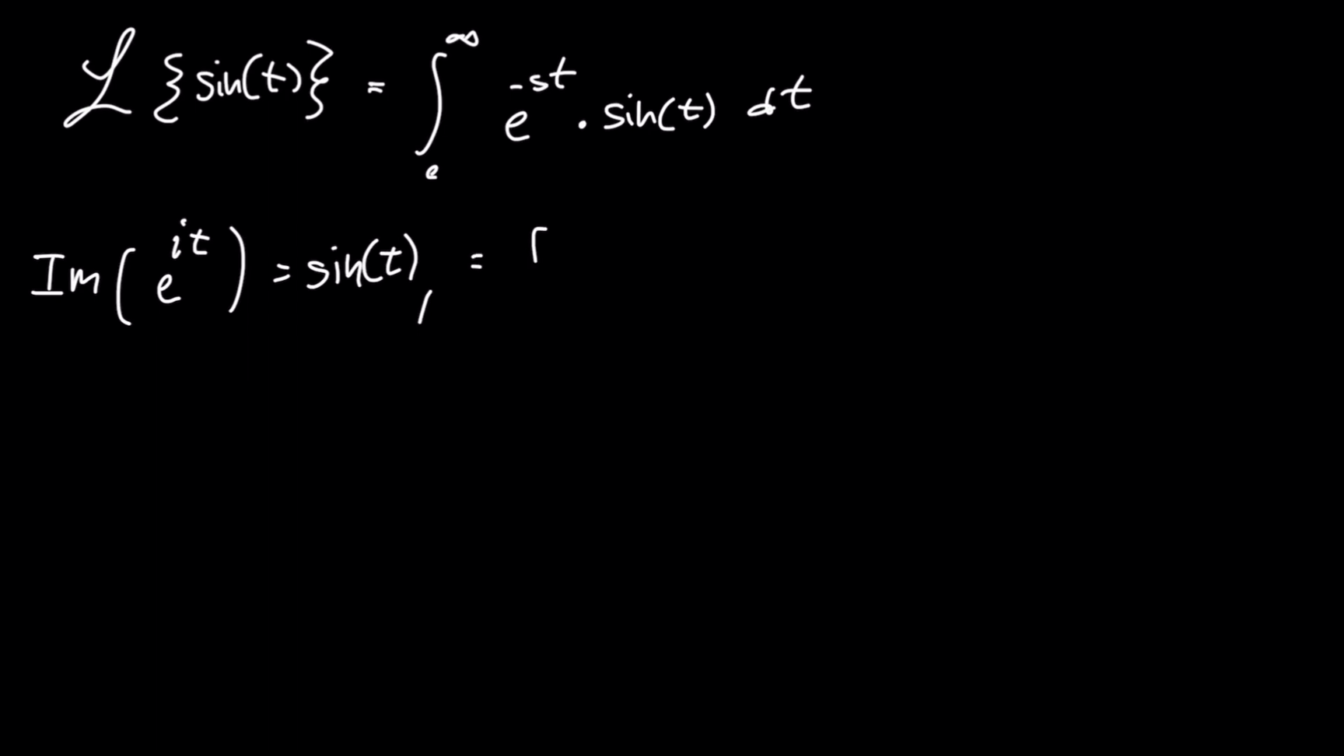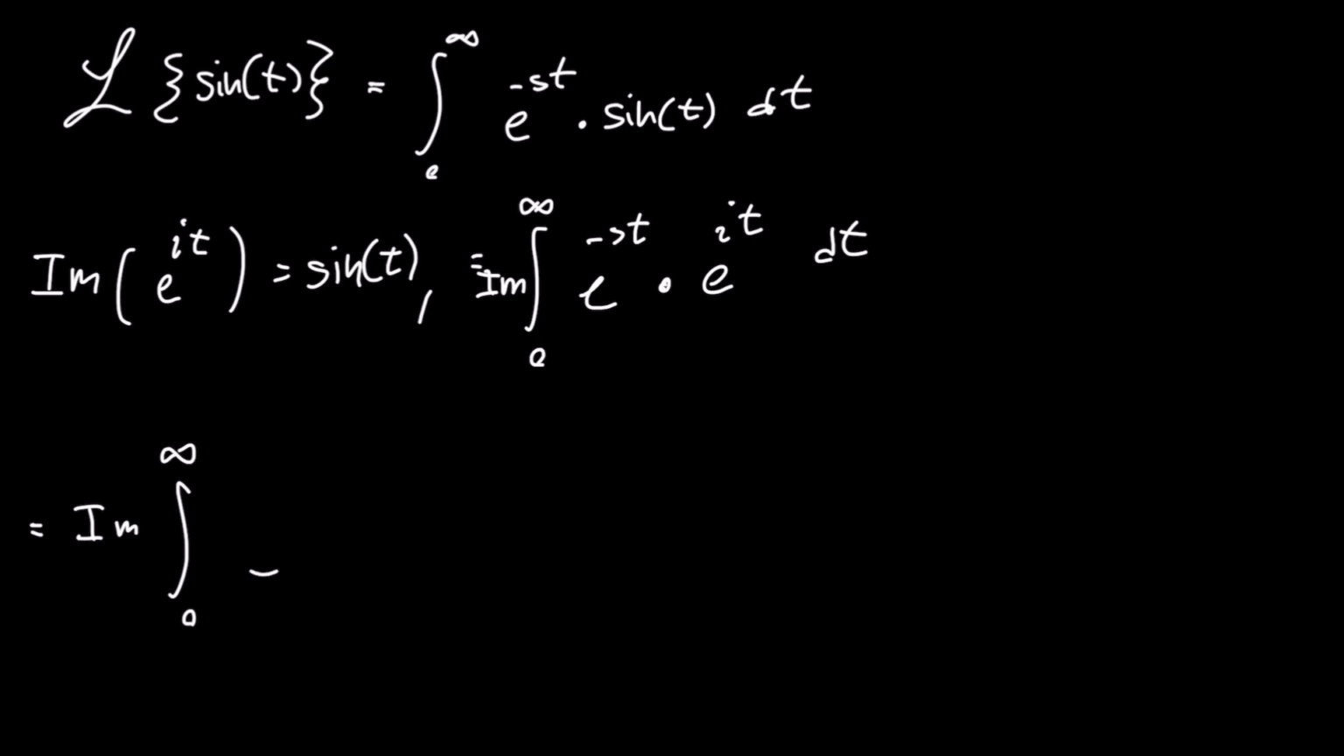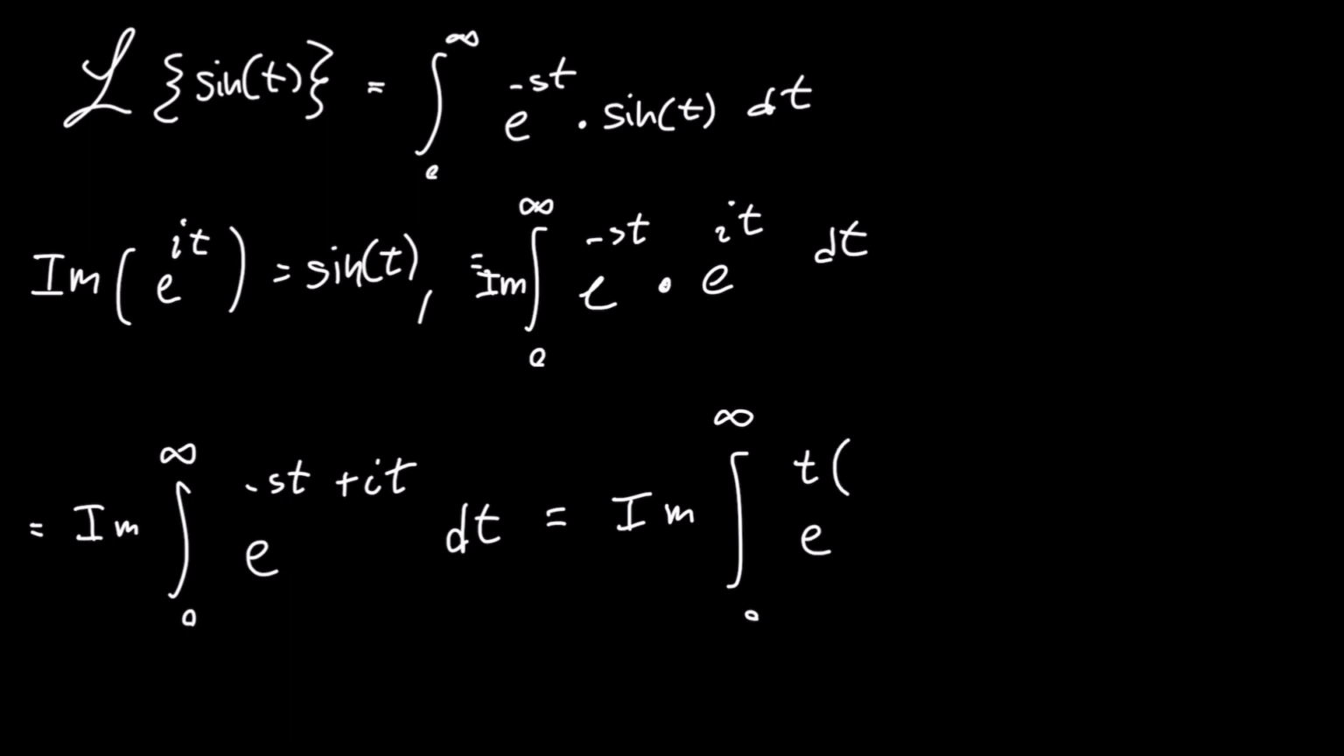So this is equal to the integral from 0 to infinity of e to the minus st times e to the it dt, but don't forget the imaginary part. So it's equal to the imaginary part of the integral from 0 to infinity of e to the minus st plus it dt, which is equal to the imaginary part of the integral from 0 to infinity of e to the t times negative s plus i, dt. Yeah, that checks out.